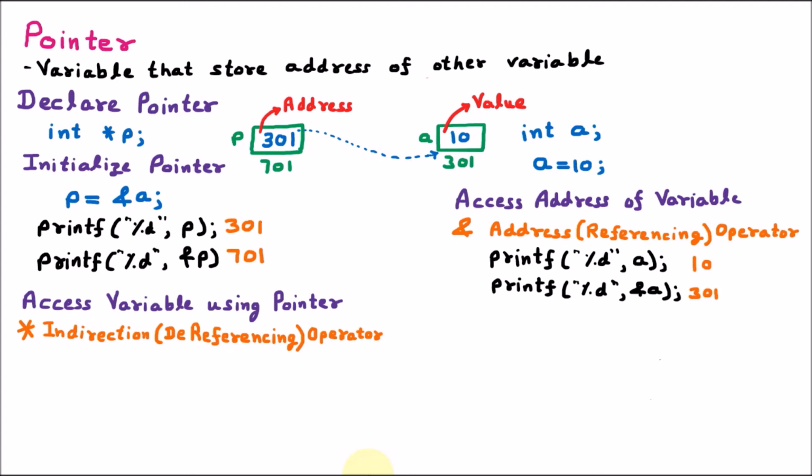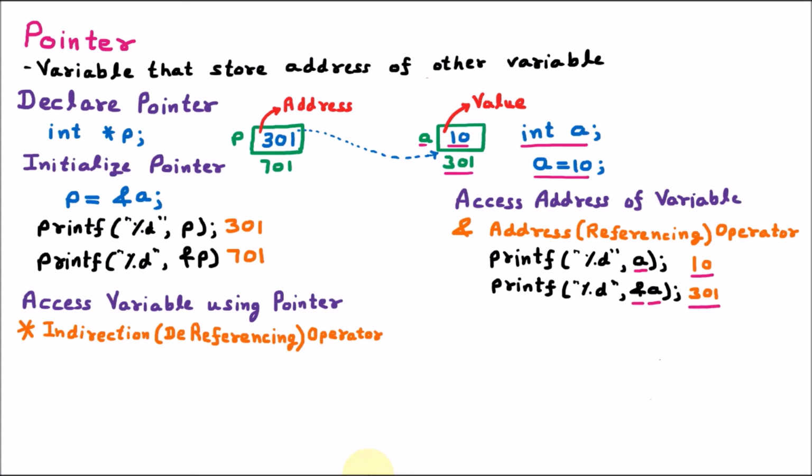First of all, we have declared one variable by saying int a. So variable a is declared at memory address 301. Afterward, we have initialized the variable with the value 10. So here the variable has the value 10. If we display the variable a, we will get the value inside, which is 10. And if we use the address or referencing operator, we will get the address of a, which is 301.